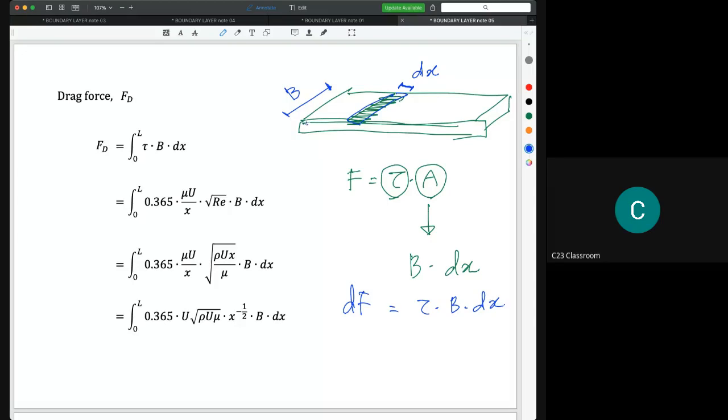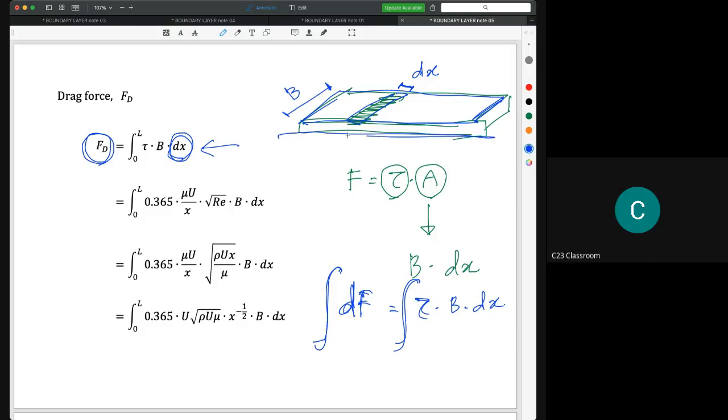And then how do we calculate the total force occurring at this area? We integrate both sides. The integration of dF gives us the total force, so I write it here as FD, the drag force. Then we have the integration of tau B dx as shown here. You must remember that all integrations must have limits. Because we do the integration on the x-axis, the limit starts from 0 to the end of this plate. As I mentioned previously, the length of the plate is capital L, so the limit is 0 to capital L.